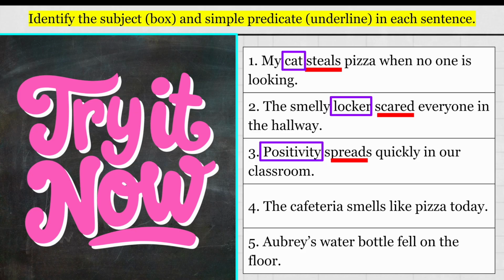The cafeteria smells like pizza today. Love pizza day in the cafeteria. What is our predicate here? Smells. That's our action word. What is smelling? Cafeteria. And finally, number 5. Aubrey's water bottle fell on the floor. So what's our predicate or action word? Fell. Who fell? Is it Aubrey or the water bottle? It's the water bottle. The water bottle is the subject here. Hopefully you got all those right and we're ready to move on to the next part.